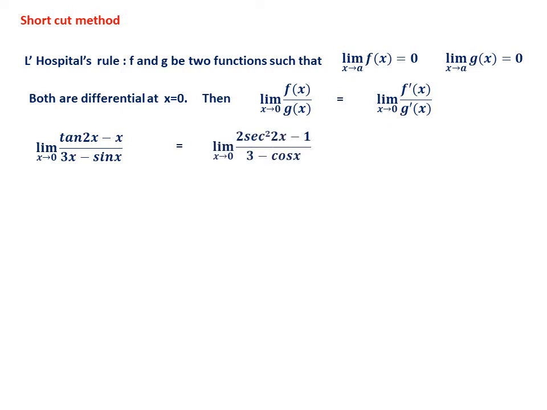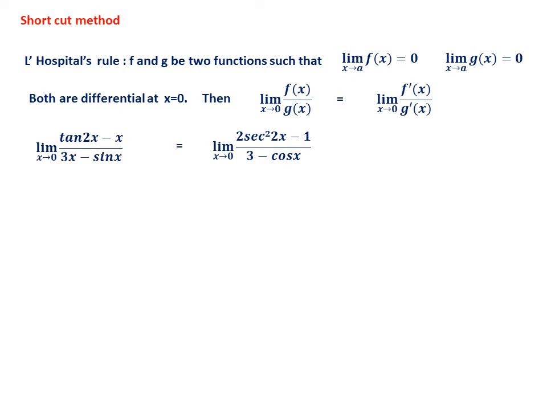Therefore, now what you have to do is, as per the L'Hospital's rule, differentiate the numerator, differentiate the denominator. Numerator differentiation, tan 2x differentiation is 2 secant square 2x using chain rule. Differentiation of x is 1. So it is 2 secant square 2x minus 1 numerator. Denominator you see, 3x differentiation is 3.